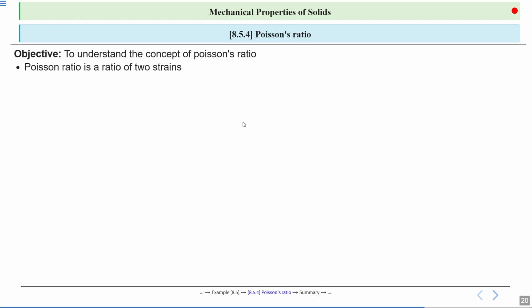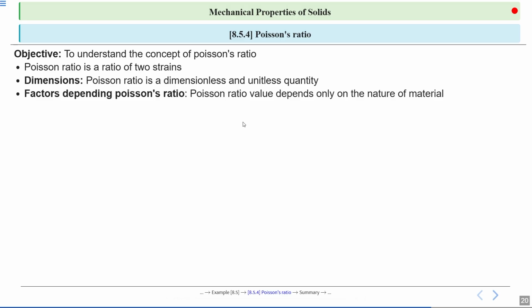Now, let's look at the definition. Poisson's ratio is the ratio of two strains, the lateral strain to the longitudinal strain. So, the dimensions of the Poisson ratio: we can say it is a dimensionless or unitless quantity. This means it does not have any units like meters or kilograms because it's a ratio of two quantities with the same units. So it's just a pure number.